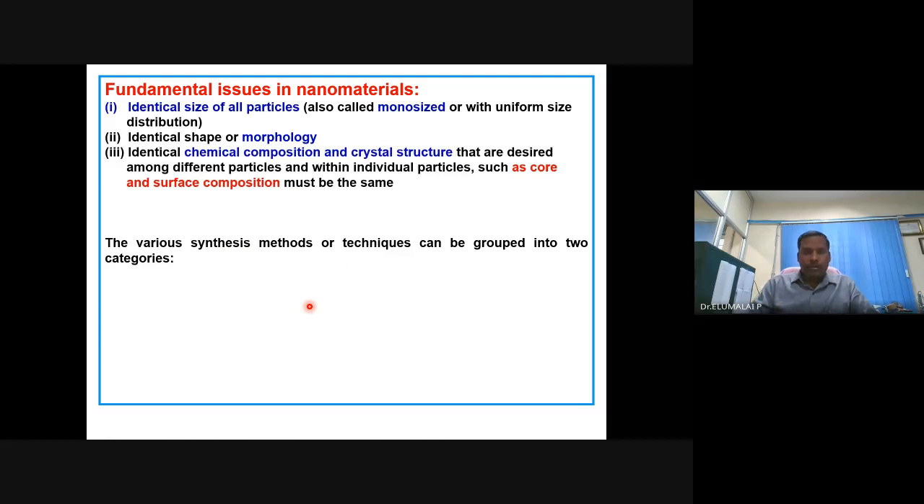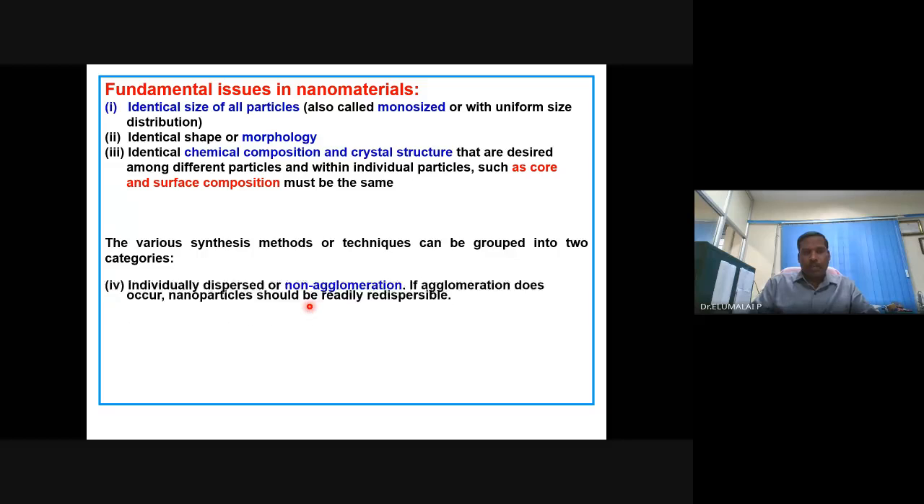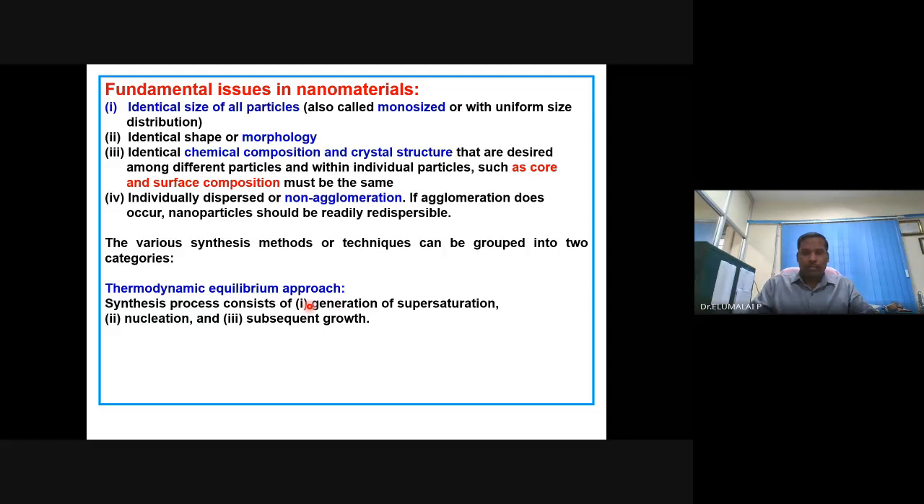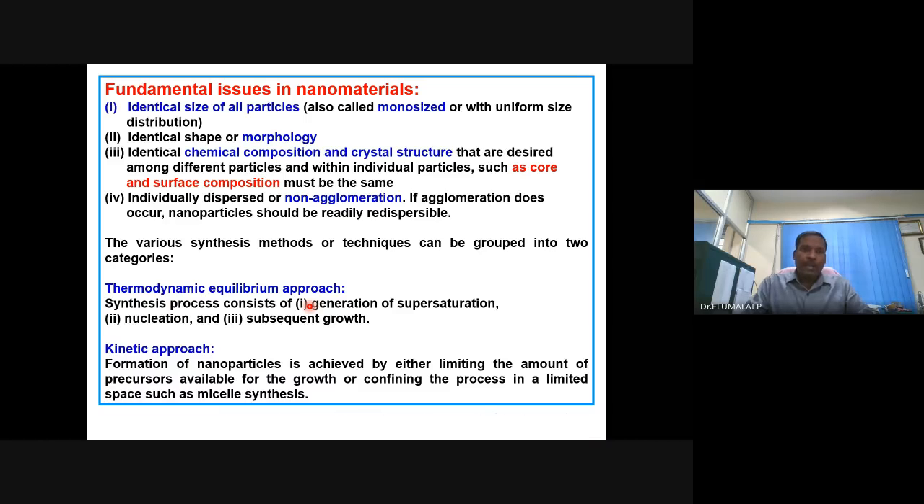So there are 4 great challenges associated with the synthesis of nanostructured materials. Irrespective of the methods used for synthesis of nanostructured materials, they can be grouped under these 2 categories: thermodynamic approach and kinetic approach. So what does the name thermodynamic approach mean? When we say thermodynamics, what does it talk about? Can anyone respond? Generally, when I say thermodynamic, what do I mean?